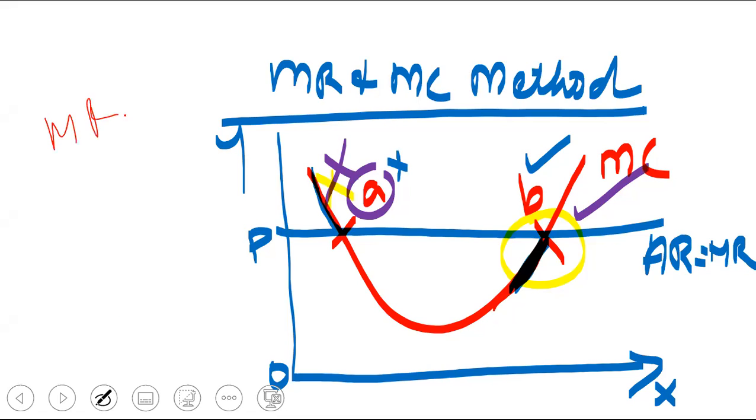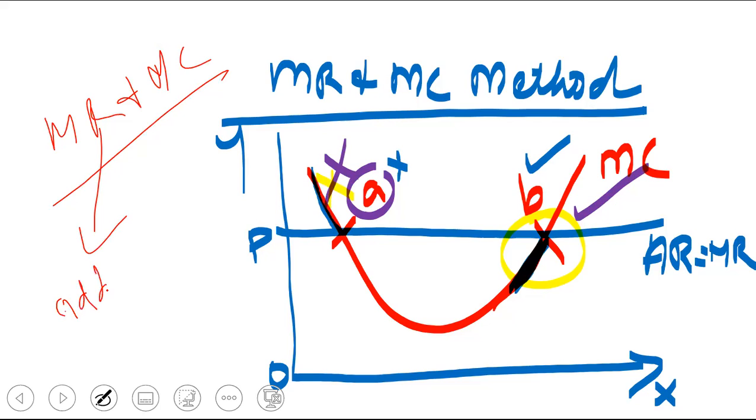This is the most important. MR and MC method. If you are sleeping, you are only going to lose. Please remember that. You know that MR is nothing but marginal revenue. MC is marginal cost. Okay, what is marginal revenue? Take down the point. Addition made to total revenue.